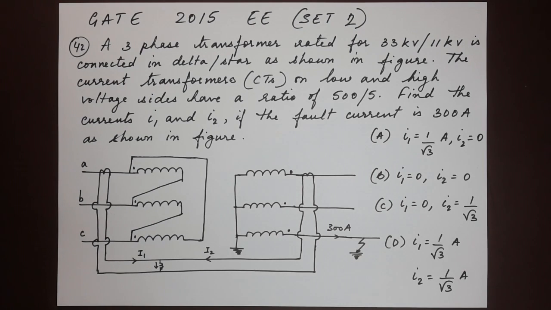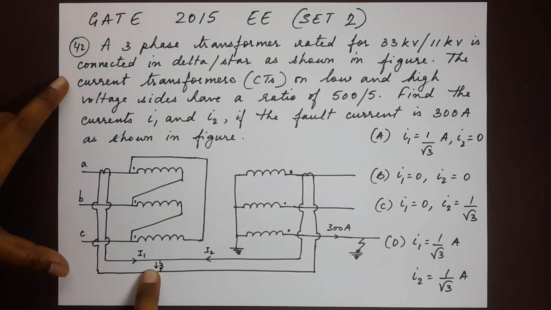Okay, we have our options given to us, I1 and I2 values. Now if you look at the figure here, we see that the transformer is connected in delta to star connection, shown over here. Now the current transformers are connected and they have a certain ratio of 500 to 5, and the fault current here is 300 amps. That's what's given to us.